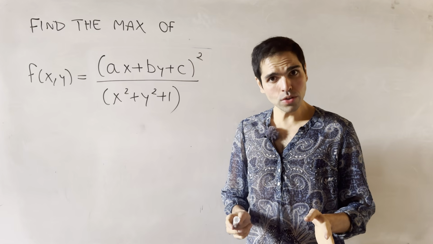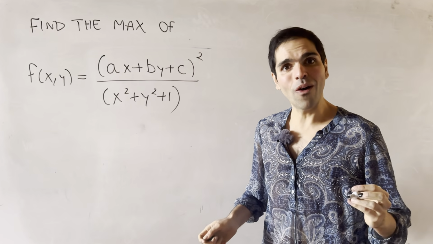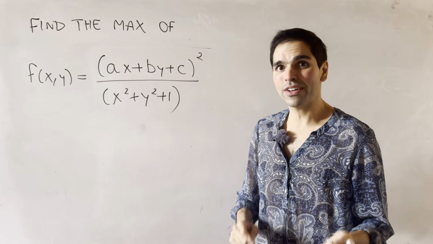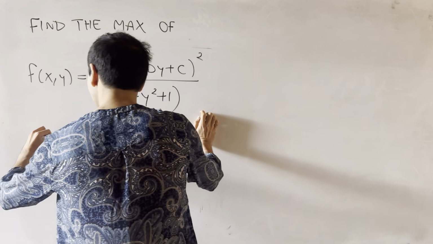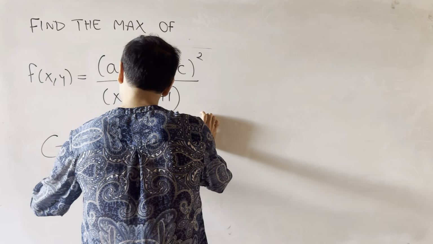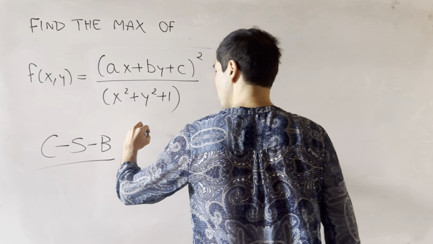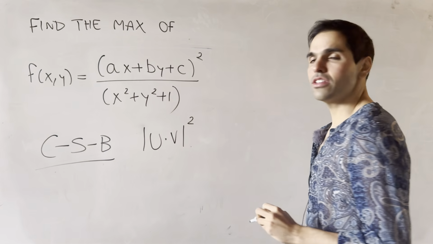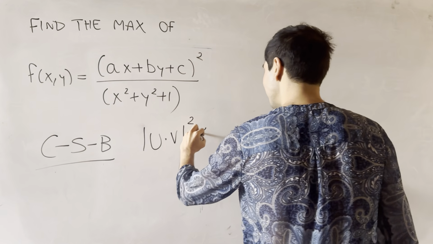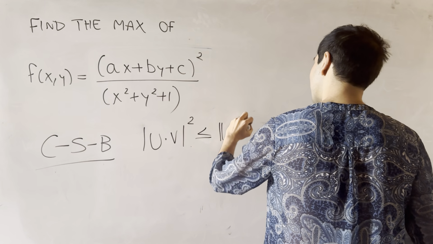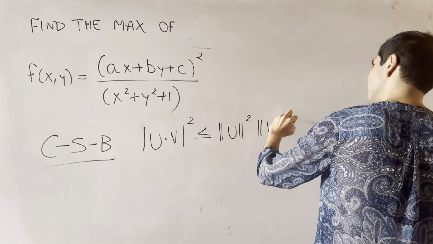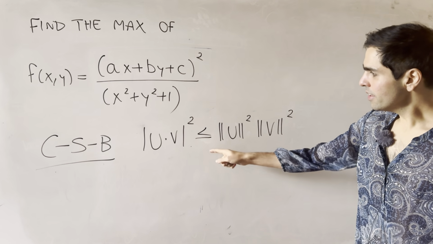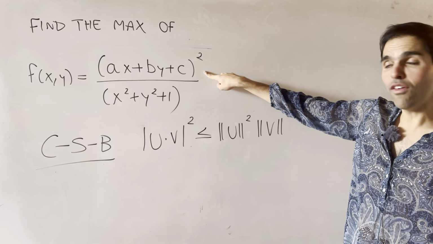In order to do that, we use an inequality that's extremely important in linear algebra called the Cauchy-Schwarz-Buniakowski inequality, which says that the absolute value of the dot product squared is less than or equal to the length of u squared times the length of v squared. Now, how can you write this in this form?